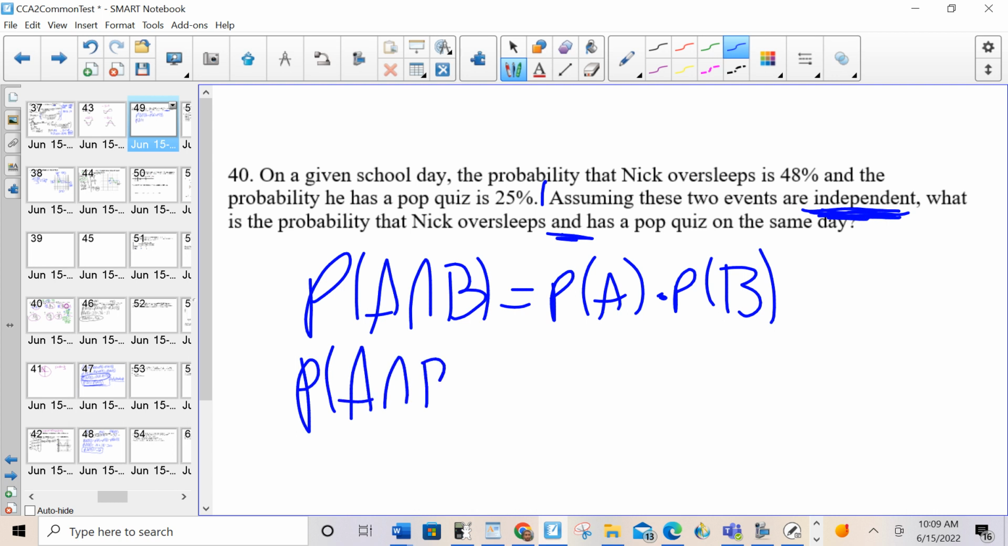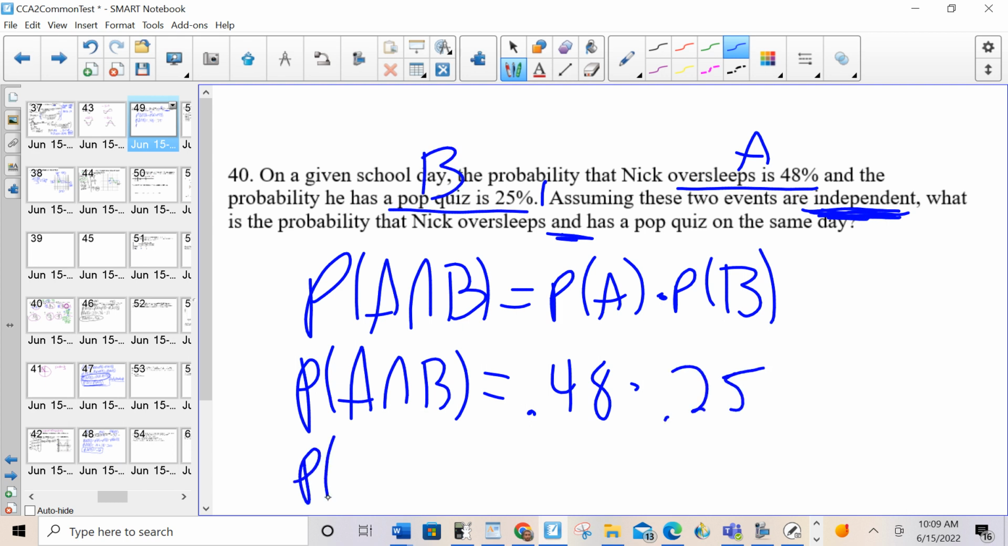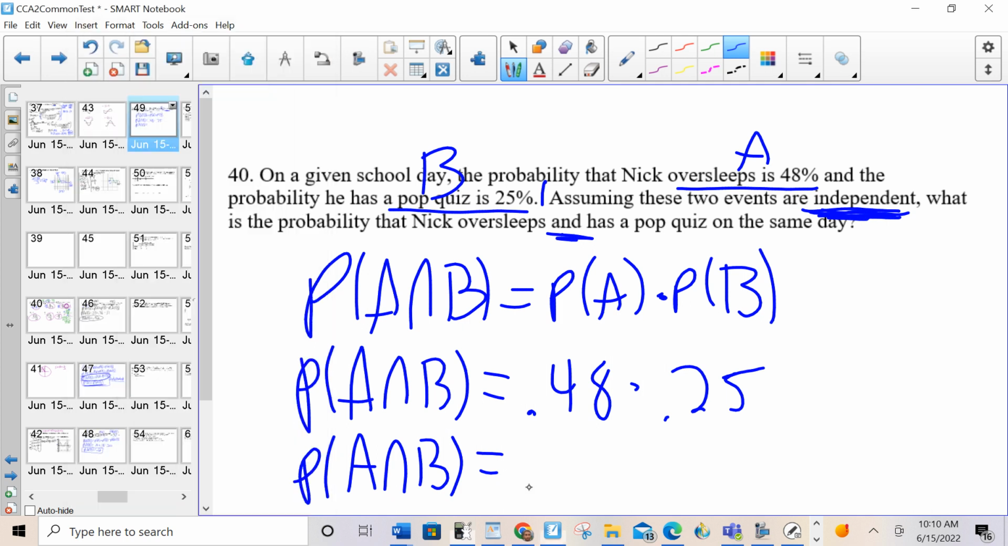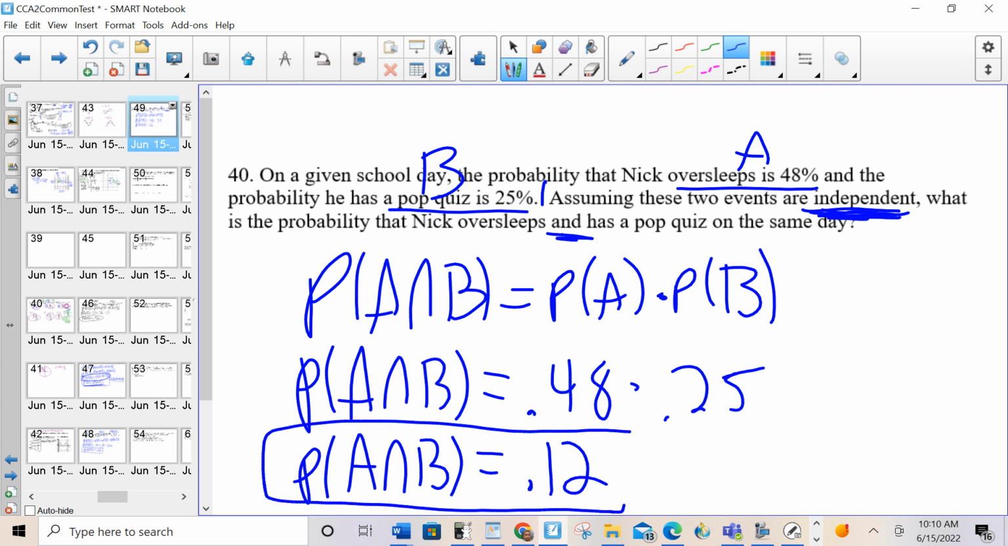So P of A and B equals P of A. Let's let that be oversleeps. Again, make it into a decimal, 0.48. Let's make pop quiz B, 0.25. Times 0.25 is 0.12 again, and you can leave your answer as a decimal. You don't have to make it back into a percent. It wouldn't be wrong, but you don't have to.